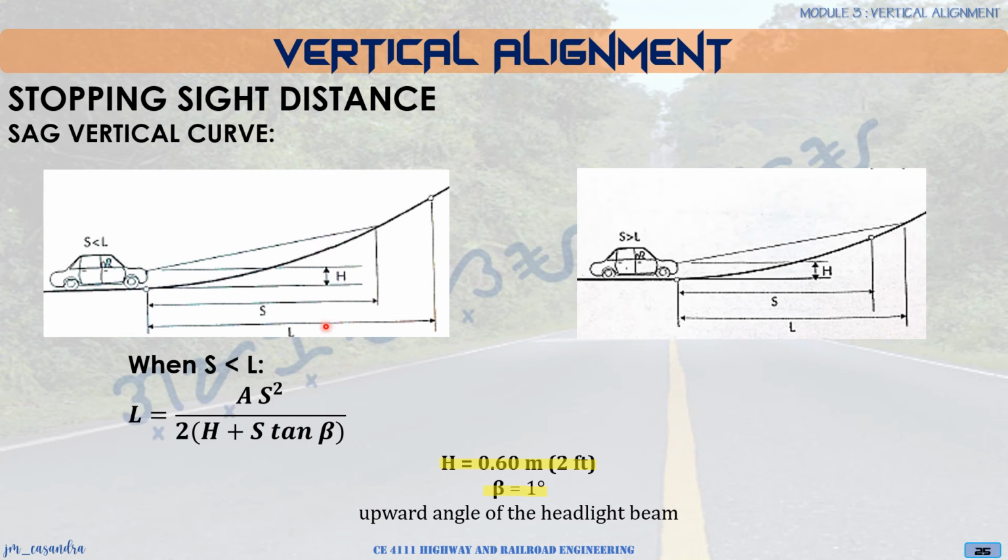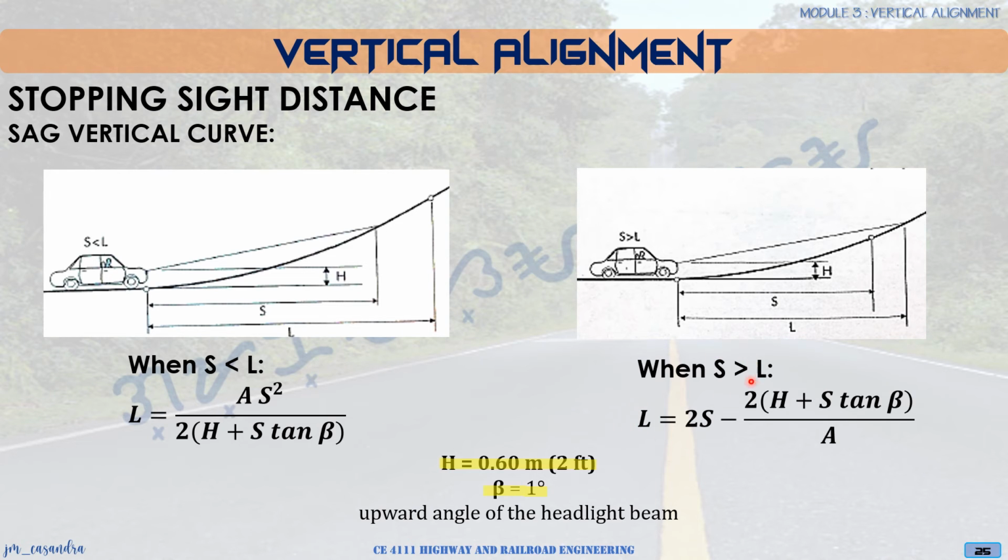Okay? So this is for our equation. This is the general equation. If you're going to use now your constant H and constant beta, you can simplify this one. Then for the second case, when S is greater than L, our equation will most likely be similar to our equation in the crest vertical curve. The only difference is that instead of using H1 and H2, we'll be using H and beta.